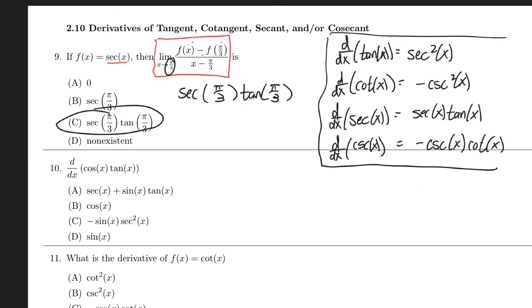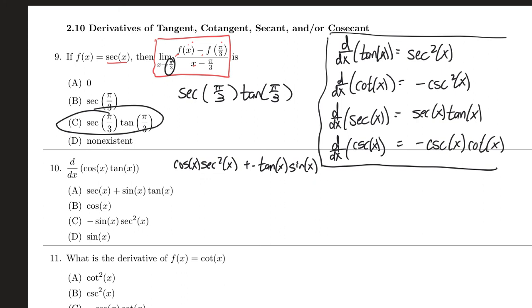All right, number 10, there's kind of a simple way to do it and another way to do it. All right, let's do the other way first. All right, the other way is you're trying to take the derivative of cosine times tangent. So you should do the product rule. All right, cosine times tangent, we keep cosine the same. And the derivative of tangent is secant squared. Then we add, we keep tangent the same. And the derivative of cosine is negative sine. But none of those look like the answers we have.